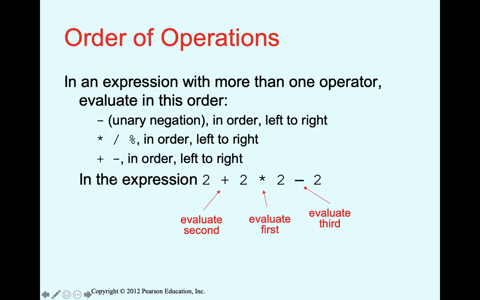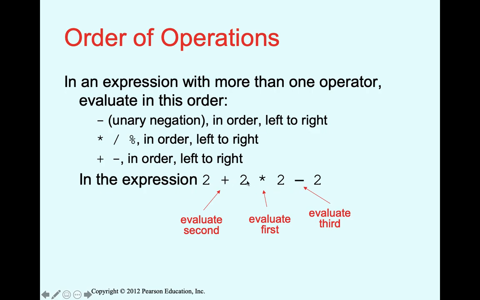Why is this important? Because we want to know how to compute this expression. If you write this in code, the computer will first evaluate 2 multiplied by 2, because it has higher priority: multiplication is more important than plus or minus. So we evaluate this, which is 4. So it will be 2 plus 4 minus 2.